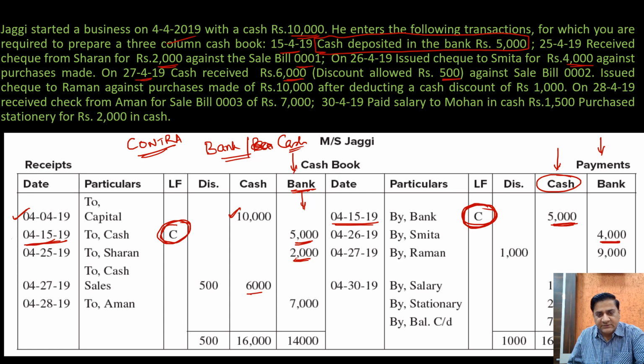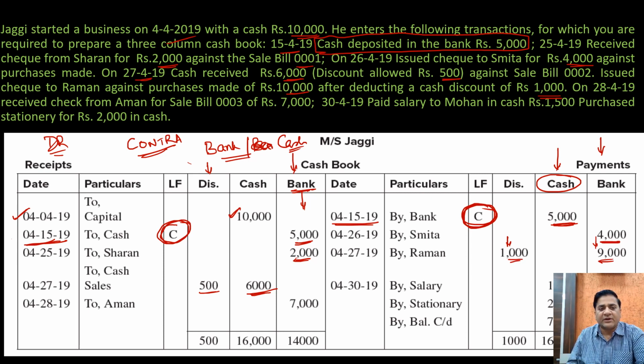Here it is. Sold goods for 6,000, allowed discount 500. Discount here, whenever you receive the money and you allow discount, discount is an expense for you. If it's an expense, you record that on the debit side. Issued a check to Raman against purchase of 10,000 after deducting a cash discount of 1,000. Discount of 1,000, payment of 9,000. Here it is.